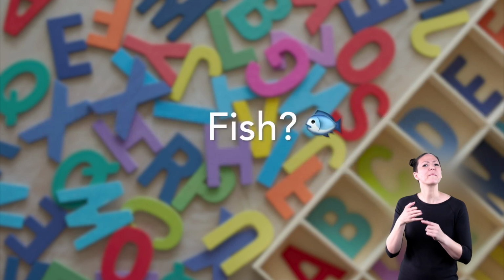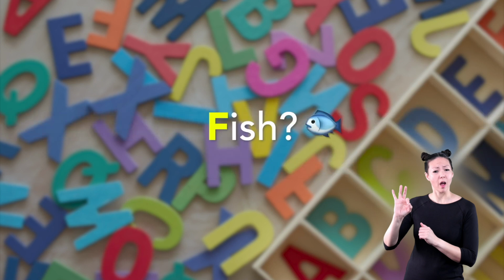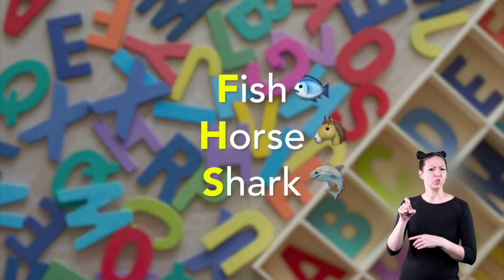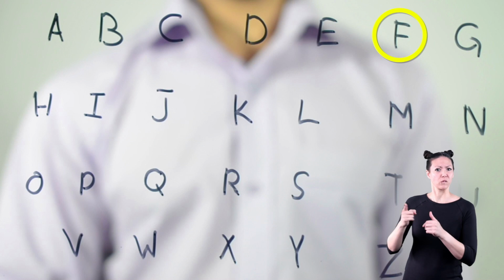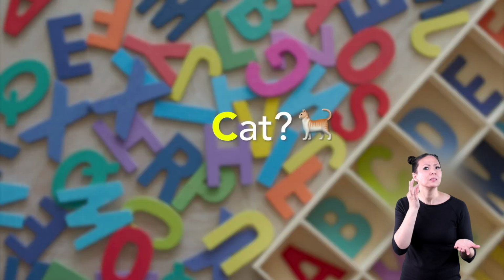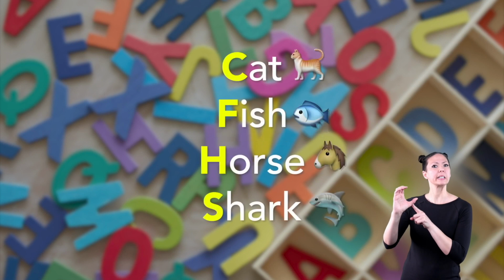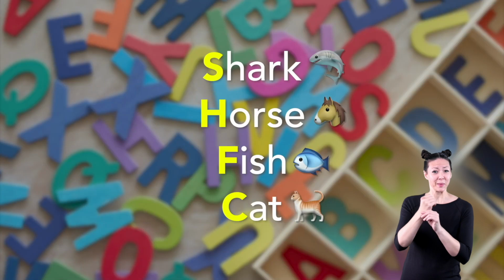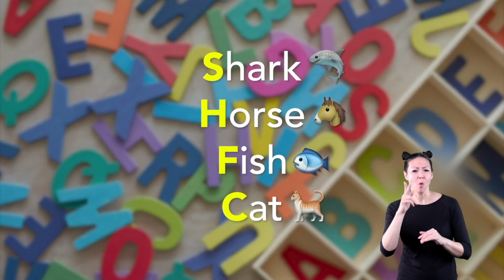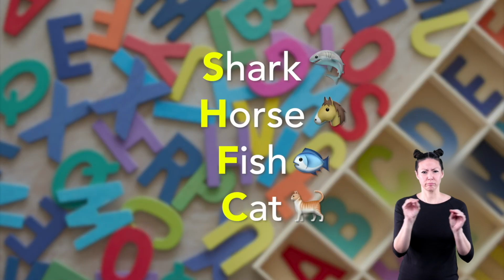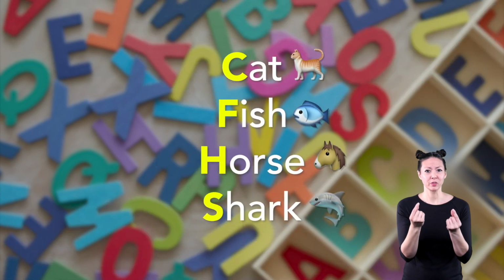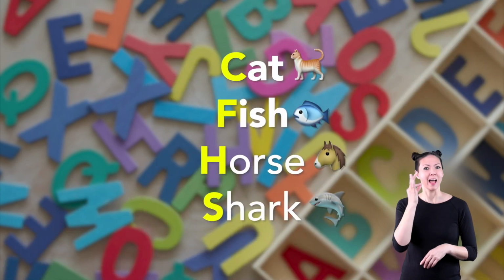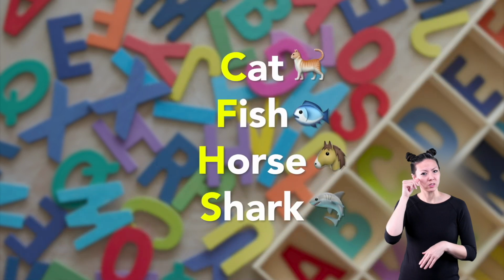What about fish? That starts with F, which means fish should come before shark and horse, because F comes before both H and S in the alphabet. And cat, since that word starts with C, it would come before all of them. Starting to make sense? So putting shark, horse, fish, and cat in alphabetical order would mean rearranging them so they look like this. Cat, fish, horse, shark.